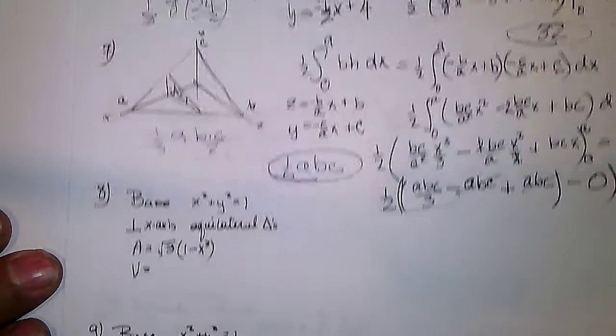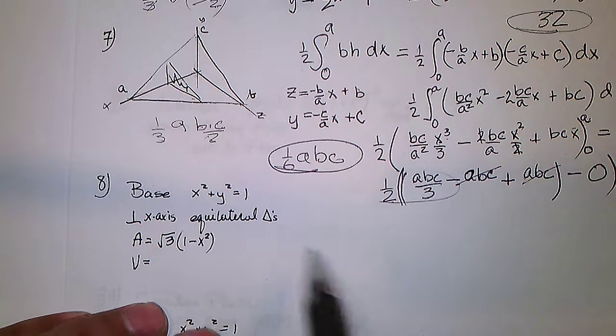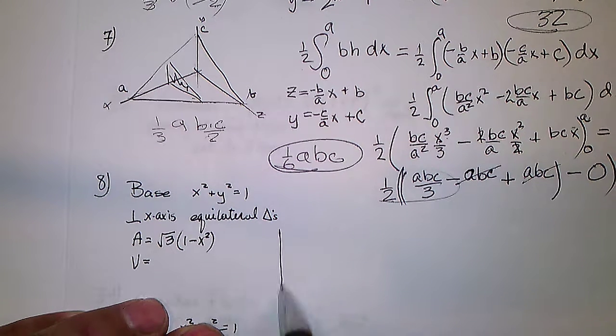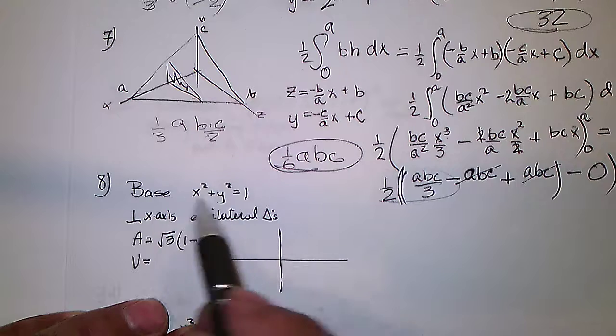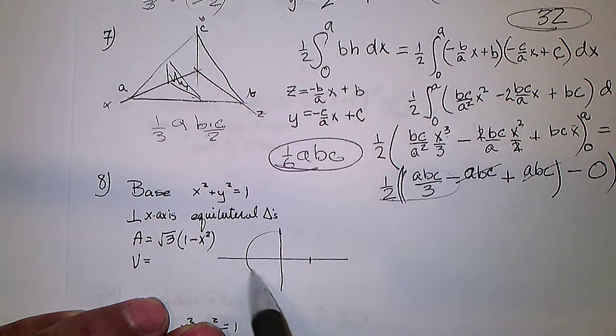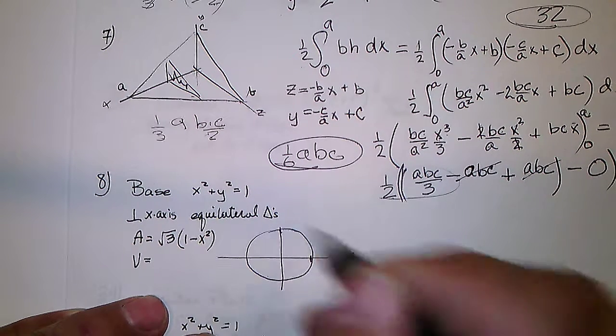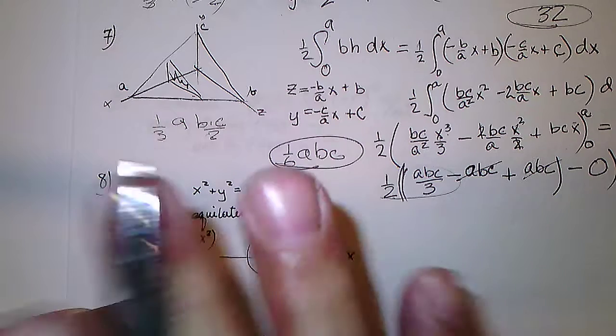Lots of letters. Not really that tricky. Okay, 8. The base is a circle of radius 1. So I'll call that the x, and this is the y, and this is the bottom.